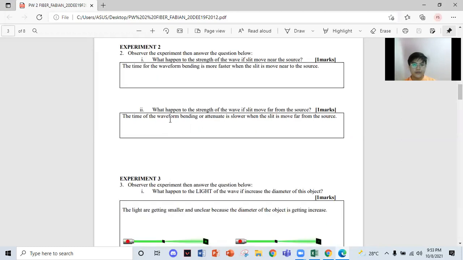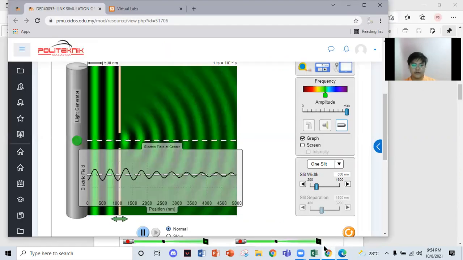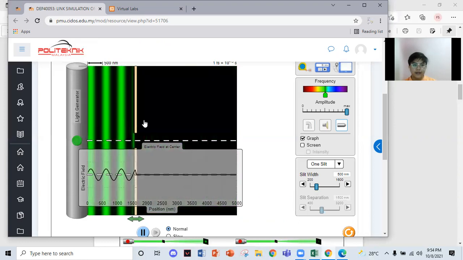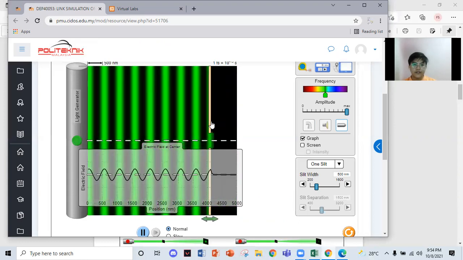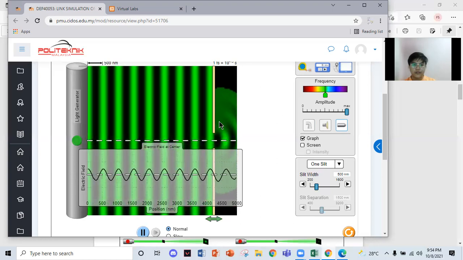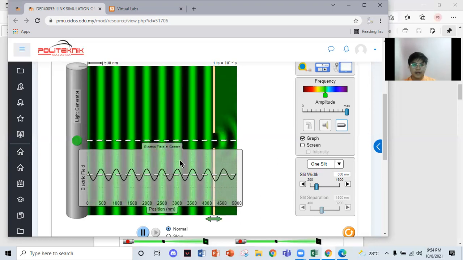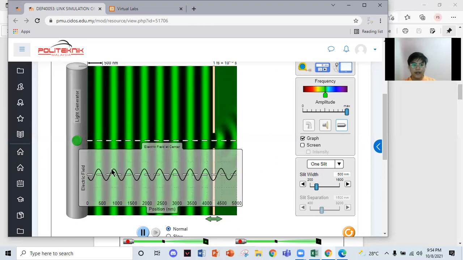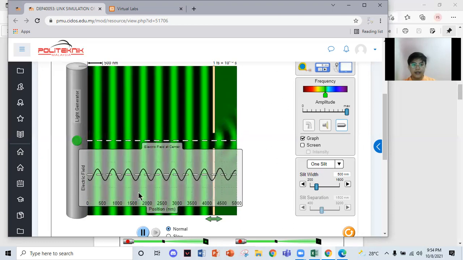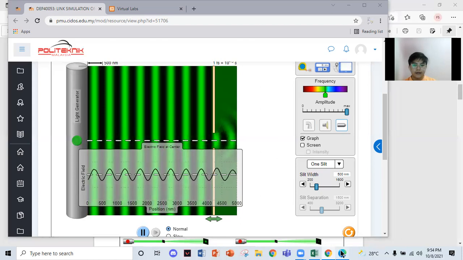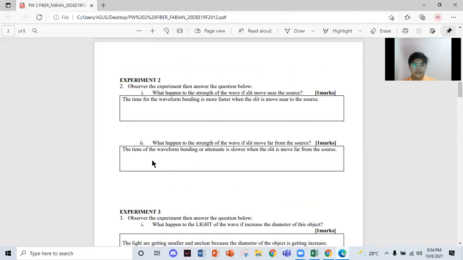So the question 2, experiment 2 is what happened to the strength of the waveform if the slit move far from the source? Kita akan demonstrate apa akan terjadi sekiranya kita move the slit far from the source. So masa yang diambil untuk gelombang ini attenuate adalah lebih lama lah. Okay, so the answer for question 2 is the time of the waveform bending or attenuate is more slower when the slit is moved far from the source.